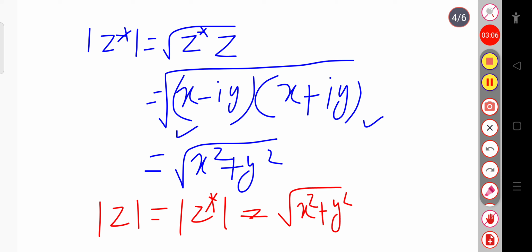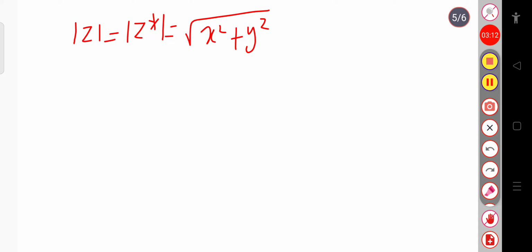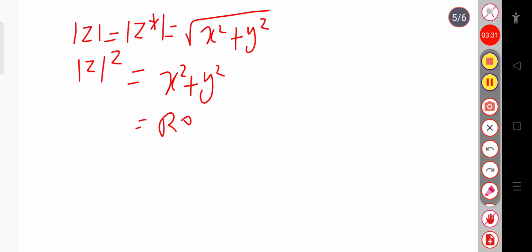Okay, mod z equal to mod z star, that is equal to the root of x square plus y square, or we can write it as mod z square is equal to x square plus y square. So simply I can write like this. So here you can see that x is nothing but the real part of z whole square, and y is nothing but the imaginary part of z whole square.